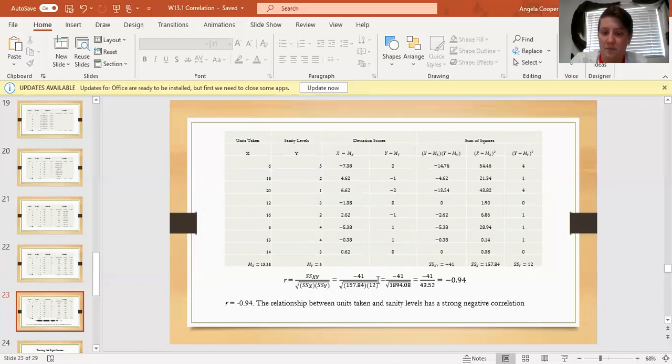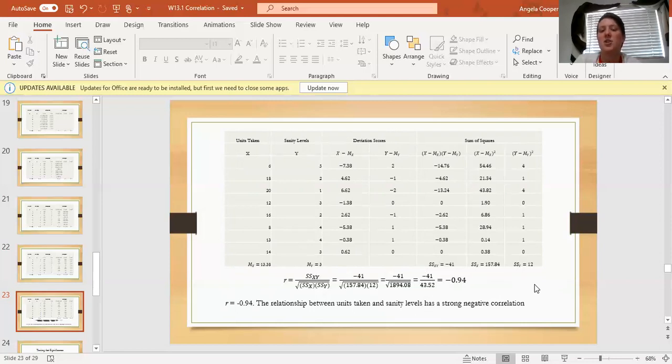Now, just following down the line, so you multiply 157.84 times 12, 1894.08, find the square root of that, 43.52. Now we have -41 over 43.52, and that gives us a value of -0.94. Whew. So our Pearson's R value is equal to -0.94.